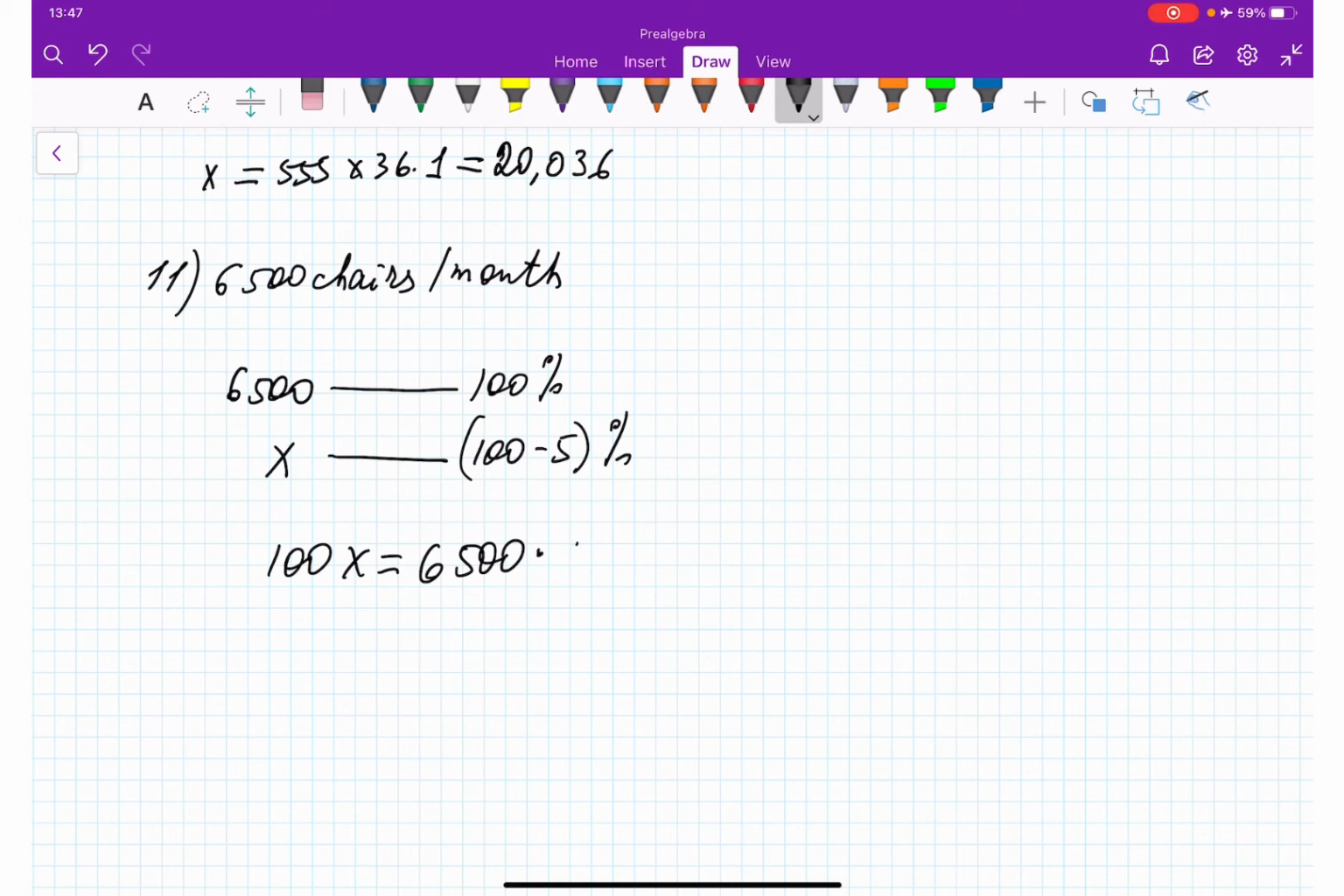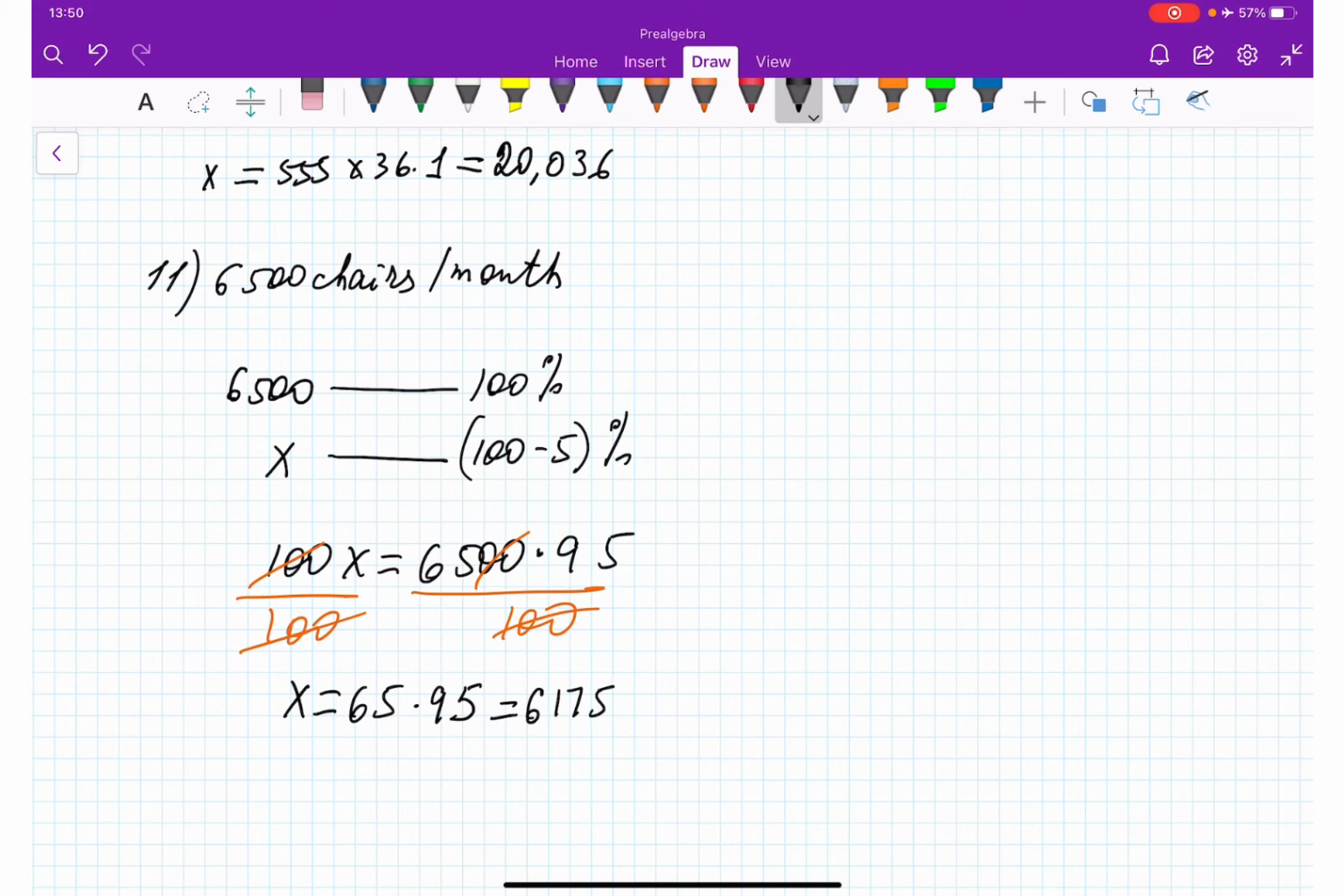Okay, so we are getting 100x is equal to 6,500 times 95. We are dividing by 100 here, we are dividing by 100 here. This is gone. These two zeros are gone. Okay, and we are getting x is equal to 65 times 95, and we are going to get 6,175. And this 5% decrease of chairs, how much is it going to make?